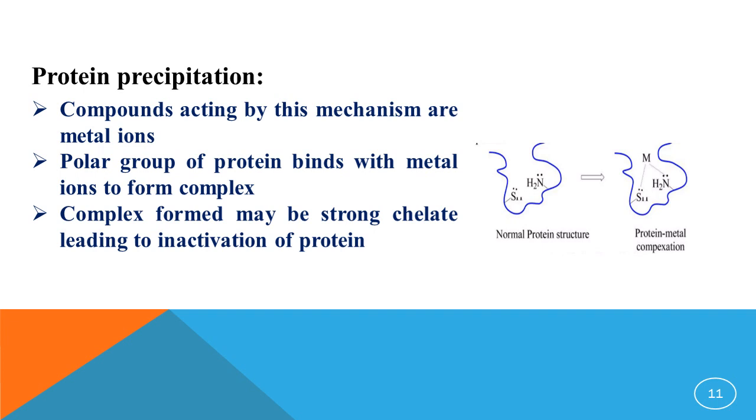The interaction with proteins occurs through polar groups of proteins like NH2 and SH groups, etc., which act as ligands or Lewis bases, and the metal ions in the antimicrobial structure act as Lewis acids. The interaction takes place between the ligands and the Lewis acids, leading to the formation of a coordination complex or a chelate, which may be strong, that leads to the inactivation of proteins and inactivation of microorganisms.